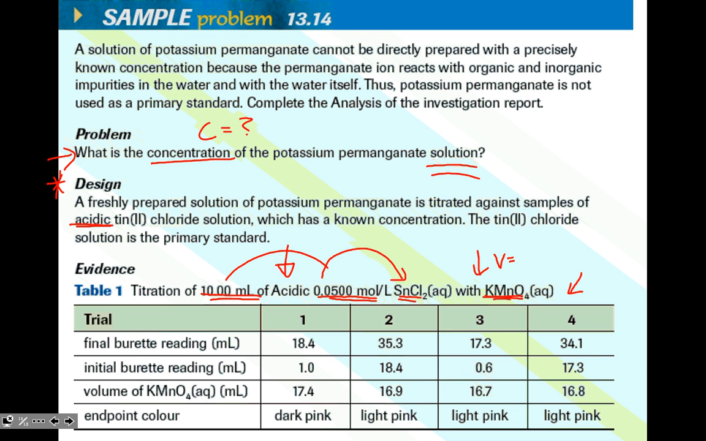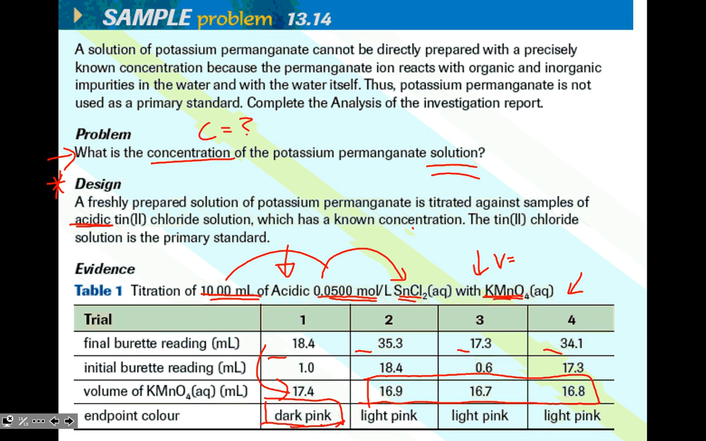I'm going to use a chart. So you have your final and your initial, where you subtract these two numbers to get your volume. Now notice that you have 17.4, dark pink. Dark pink is telling you maybe not such a great titration. Light pink, light pink, light pink, and 16.9, 16.7, and 16.8. The three of these are within 0.2 mL.